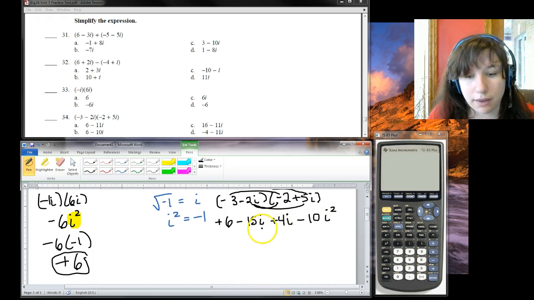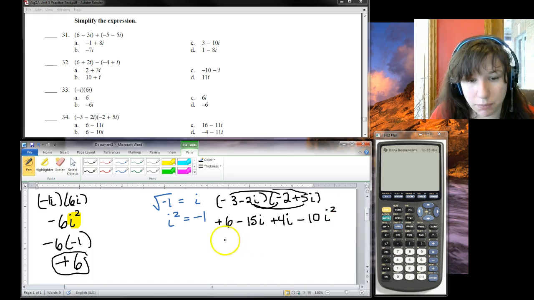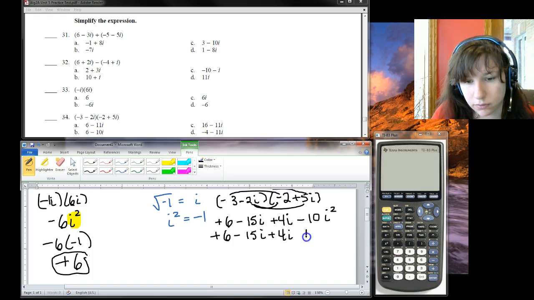Okay, now again, I have an i squared. I'm going to replace that with a -1. So it's going to be -10 times a -1. So it'll give me 6. -10 times a -1 is a +10.